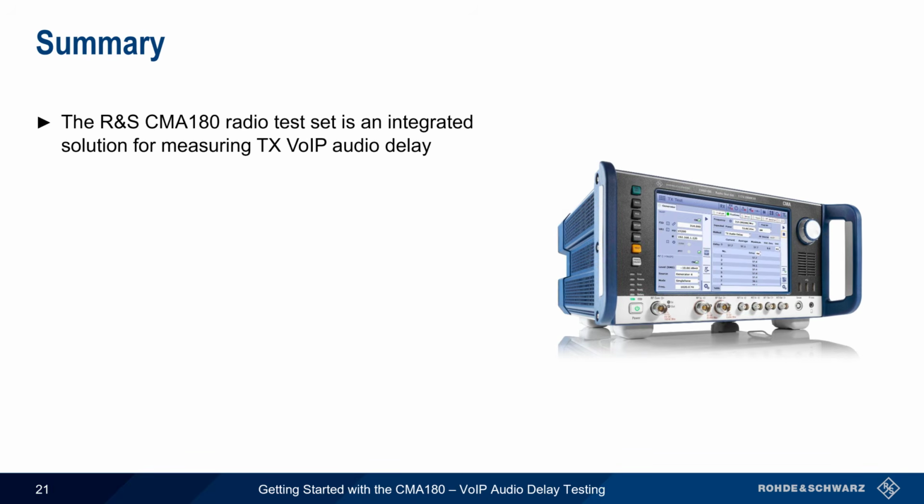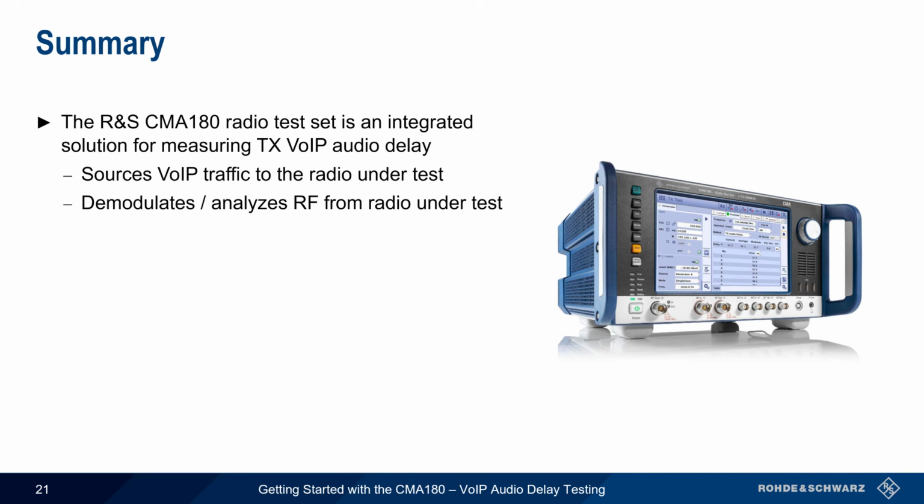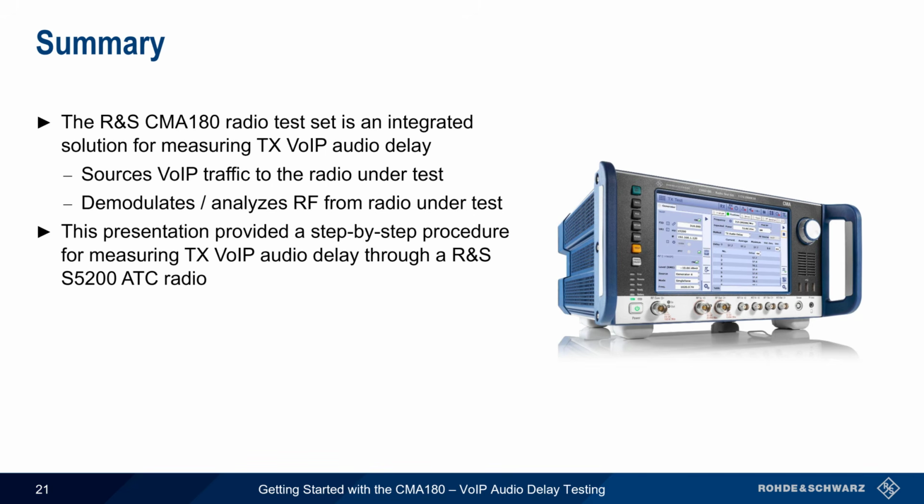Let's end with a brief summary. The Rohde Schwarz CMA180 radio test set provides an integrated one-button solution for measuring transmitted VoIP audio delay. It does this by sourcing VoIP traffic to the radio under test and then demodulating and analyzing the RF signal from the radio under test. In this presentation, we provided a step-by-step example of how to measure transmit VoIP audio delay through a Rohde Schwarz S5200 series air traffic control radio.